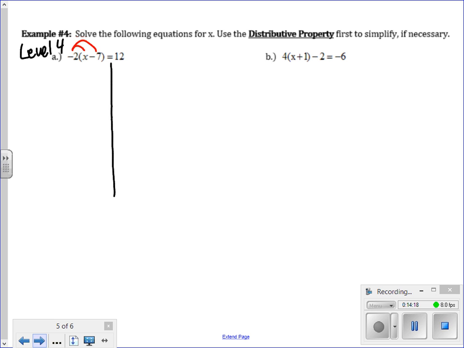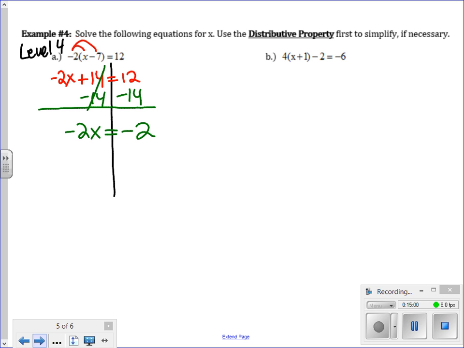When I distribute the negative 2, I end up with negative 2x plus 14. Negative 2 times negative 7 is positive 14. And I know that that equals 12. Well, now I've gotten rid of all the parentheses, which is a good thing. So I want to get x by itself. I always start with what's farthest away from the x, which is the positive 14. And to get rid of the positive 14, I need to subtract 14 from both sides. The 14's cancel, and I'm left with negative 2x equals negative 2. 12 minus 14 is negative 2.